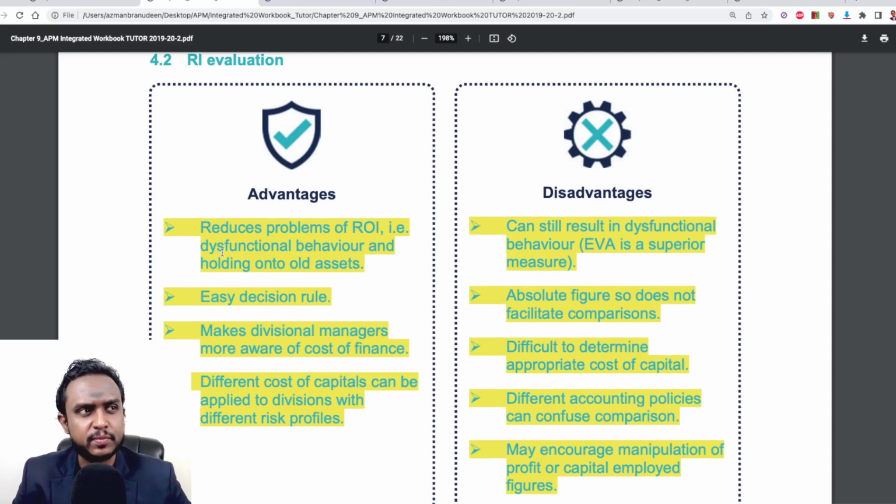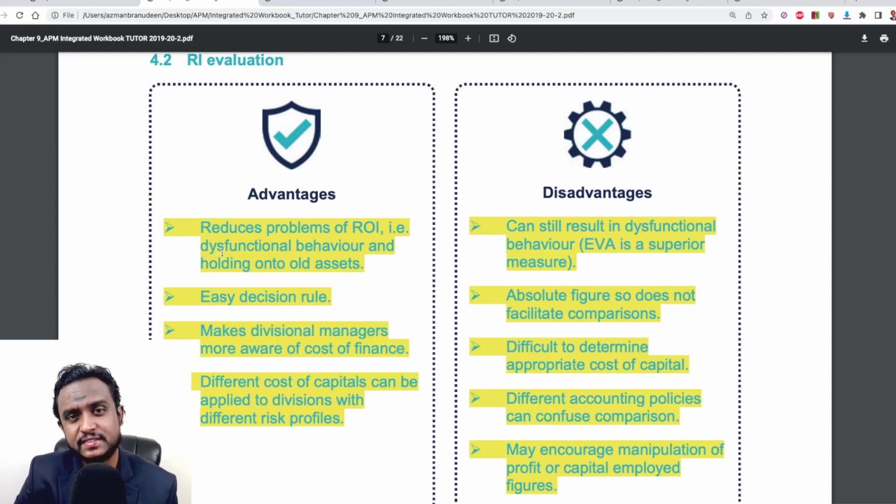Advantages: it reduces those problems. As I said, it's very easy to decide because positive, accept, or good; negative, bad. It makes divisional managers directly aware, and they have to be concerned about the cost of capital, because how do they try to maximize the RI if we are rewarding them based on the RI? One thing they can do is try to increase the controllable operating profit. That's improving revenue and managing cost better.